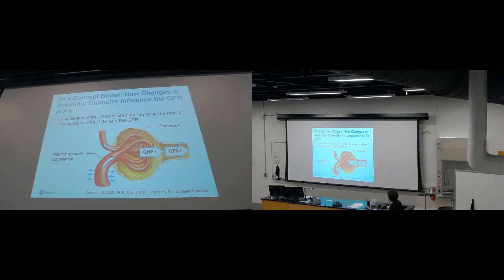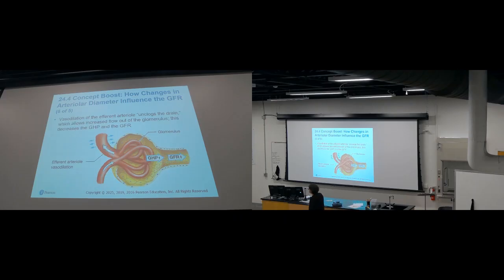And then if you have vasodilation in your afferent arteriole, that increases your glomerular hydrostatic pressure because you will have more blood coming in, and that increases your GFR. Now, what happens if the diameter of the efferent doesn't change? Well, in this case, you will have more blood coming out than what comes in. That will decrease your hydrostatic pressure, that decreases your GFR.